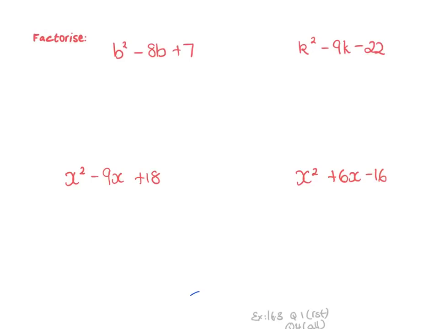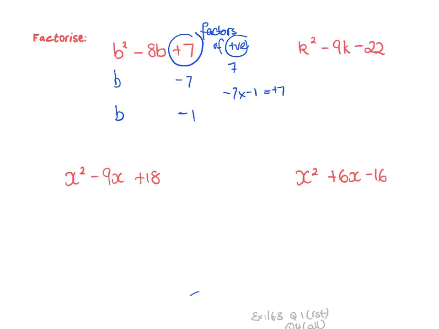So let's do this one: b squared minus 8b plus 7. What are factors of b squared? B and b, good. Now what are factors of 7? Now we've got to be careful. It's got to be factors of positive 7. Okay? So could I say negative 7 times negative 1? Would that give positive 7? It would, wouldn't it? Negative 7 times negative 1 equals positive 7. Does it matter which way? Not at the moment.